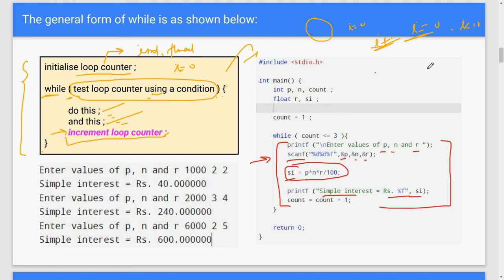So let's say we want to run this program 3 times. So we need to use a while loop. I told you, for doing this thing, either you go with the while loop or with the for loop. We will see those things.